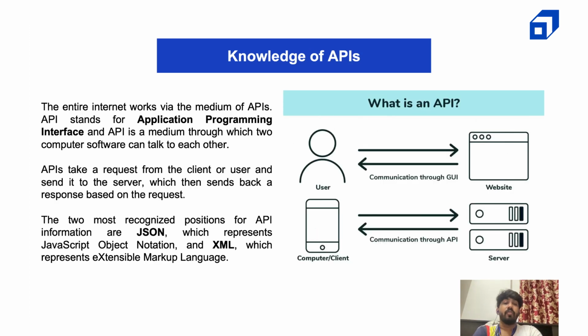So next comes knowledge of APIs. API basically stands for Application Programming Interface, and it's a medium in which two computer softwares can talk with each other. For example, if you're watching from India, let's say you open a food delivery app, let's call it Zomato or Swiggy, and you put in all the information. You select what food you want and put in your coupon code, and then there's a pay option and you click pay, right? So let's say you're using Paytm to pay.